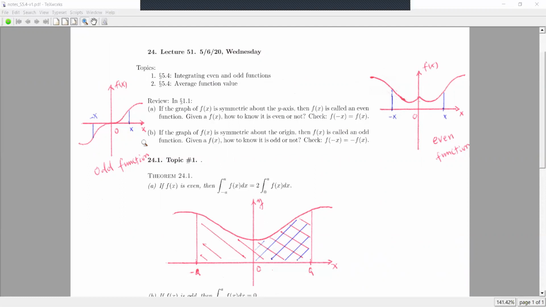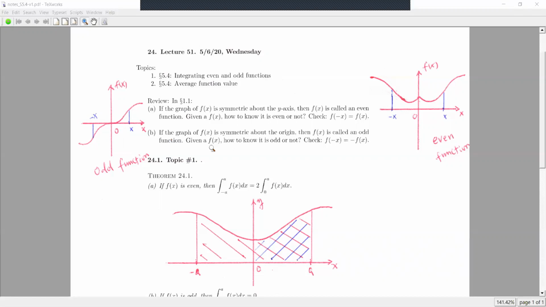Now, odd function. If the graph of a function is symmetric about the origin, then the function is called an odd function, symmetric about the origin. Here, this graph is symmetric about the origin. If you rotate this curve 180 degrees about the origin, the curve is unchanged, symmetric about the origin.